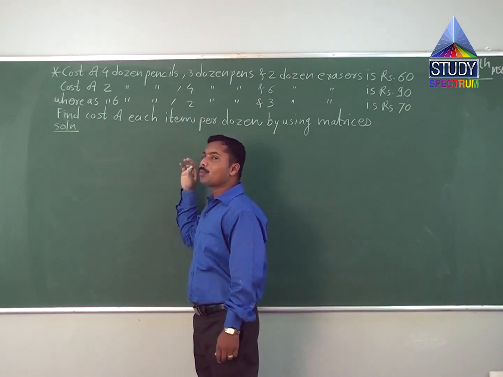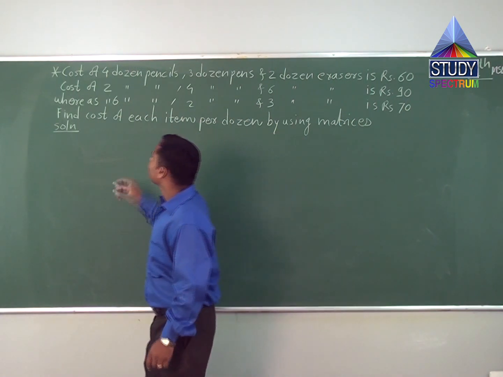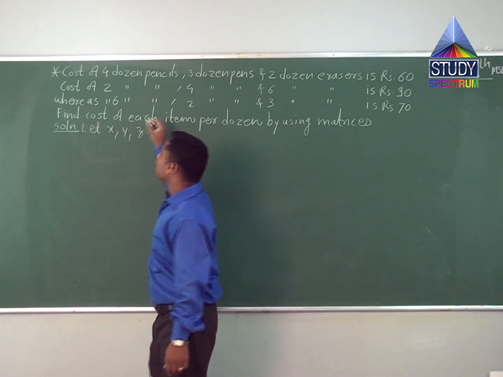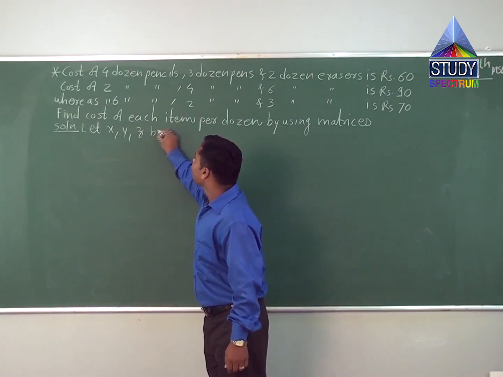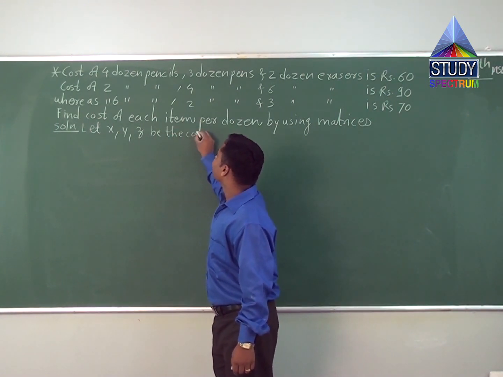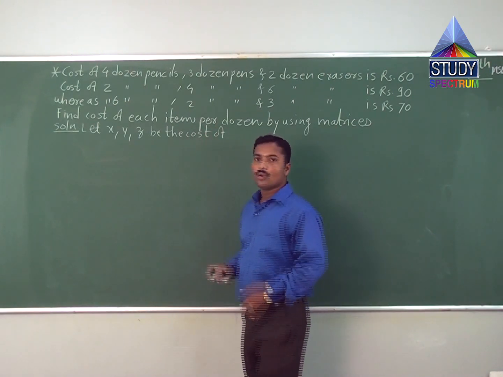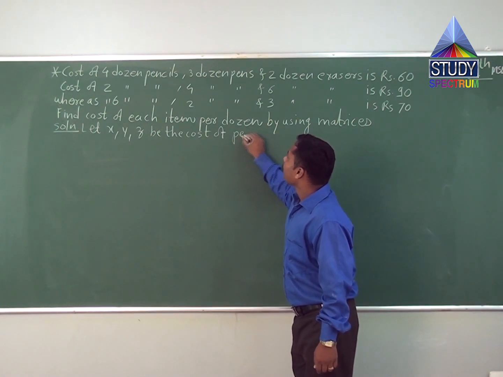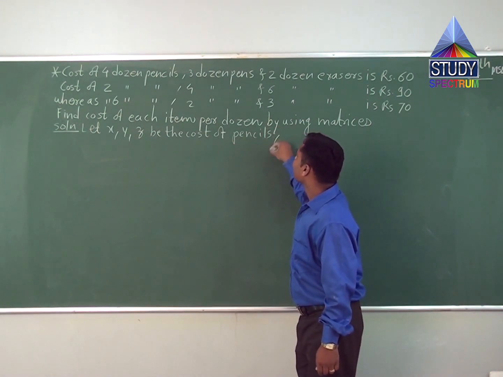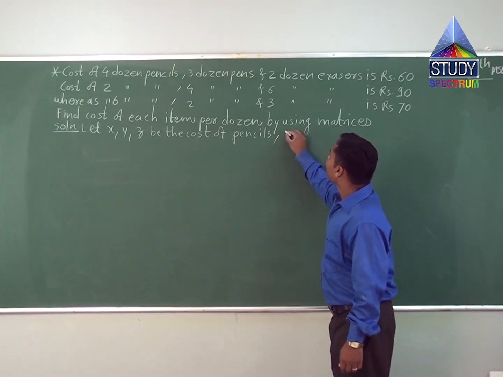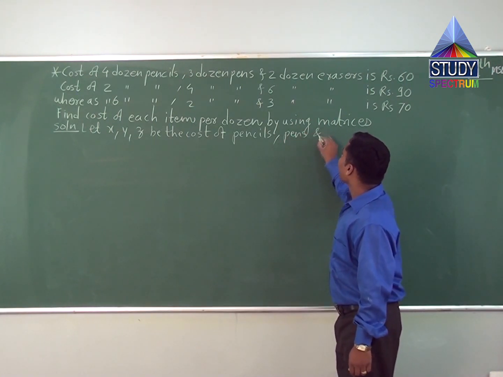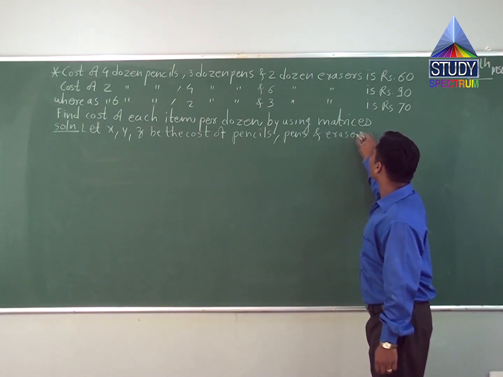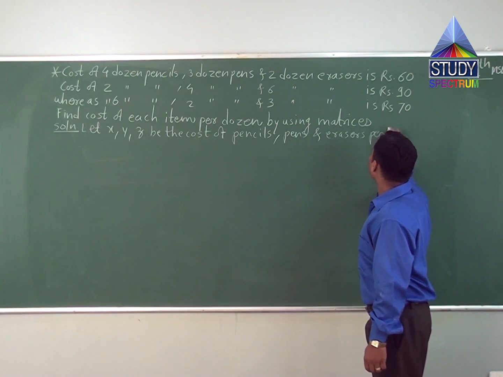So we solve this problem by using matrices. So let x, y, z be the cost of pencils, pens and erasers per dozen.